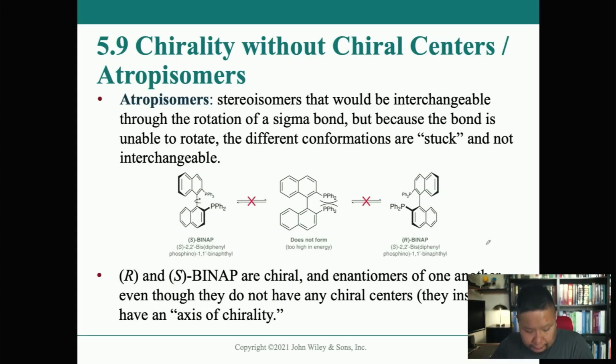Then we also have this guy here, BINAP, as they call it. And I've never been able to say this word. Atropisomers. I feel like I'm supposed to say it really fast, like stereoisomer. Atropisomer, whatever. So atropisomers are stereoisomers that would be interchangeable through rotation of a sigma bond, but because the bond is unable to rotate, the different conformations are stuck and not interchangeable. So in the instance of BINAP, you have S-BINAP and you have R-BINAP.